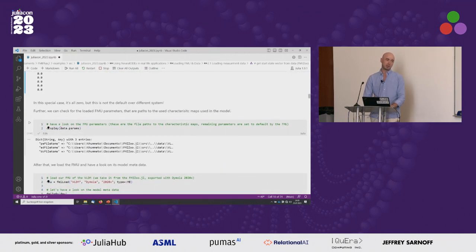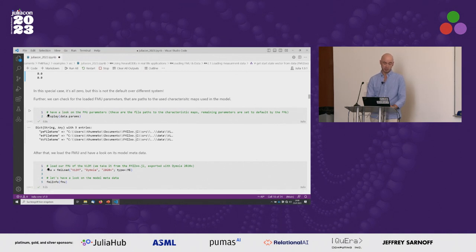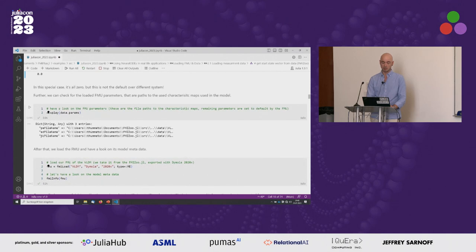Further, there's a little parameter array in the FMISU for the FMU, because before doing simulation we can specify some parameters for the functional mockup unit. And this parameter array basically contains three paths to the characteristic maps we want to use. The first one is the power electronics characteristic map, the electric drive characteristic map, and the last one is the driving cycle characteristic map.